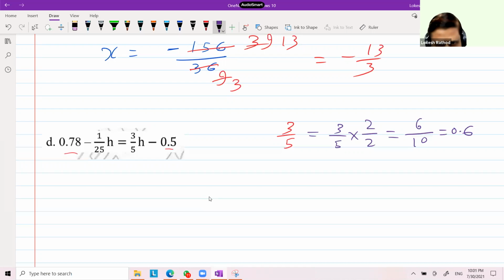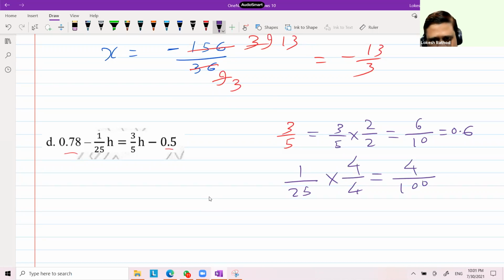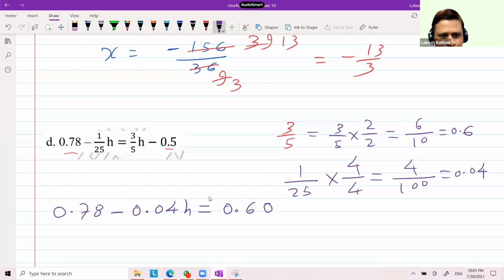Correct? And how can I convert 1 over 25 into decimal? Simply multiply numerator and denominator by 4. So this is 4, that is 0.04. Are you getting this? Right. So I've converted everything into decimal. This is 0.78 minus 1 over 25, which is 0.04 h, equal to 3 over 5, which is 0.6. I'm writing 0.60. Why? Because after the decimal point, there are 2 digits in all the numbers. Okay, so I'm doing the same thing. h minus 0.50. Are you getting it? Right? So there are 2 places after the decimal point.